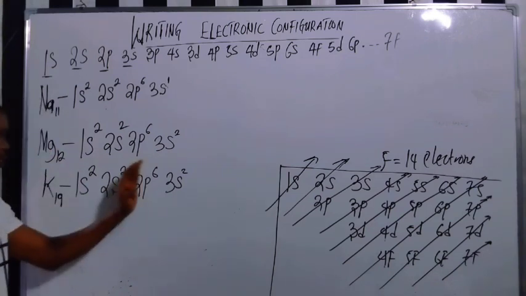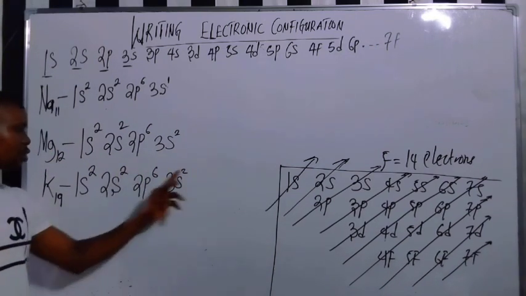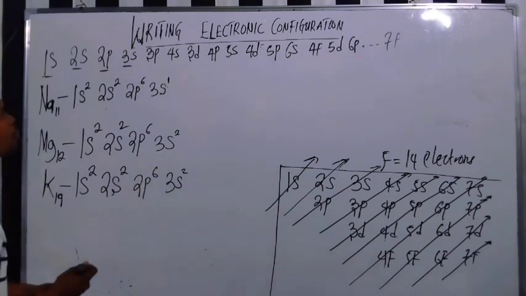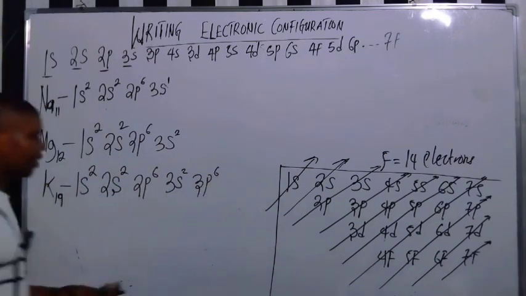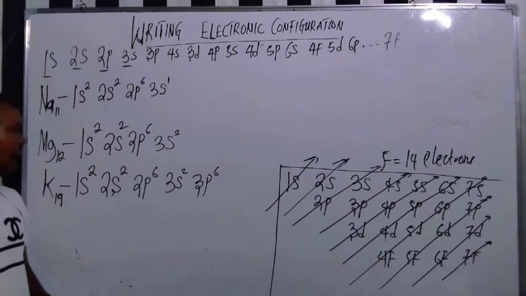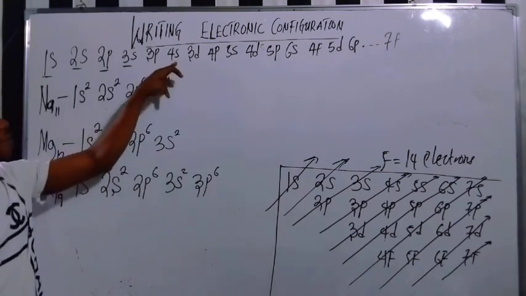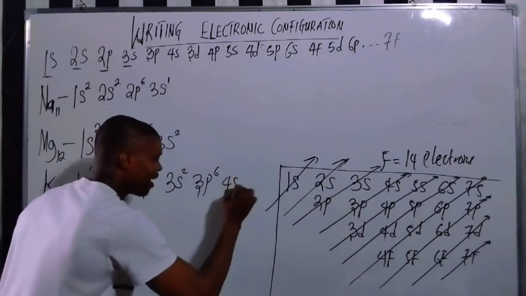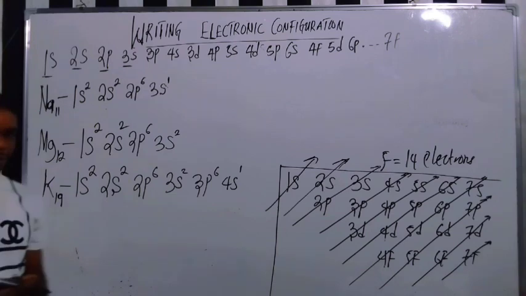Now, how many electrons have I used? 10, 2, which is 12. I still have more. So what is the next one? Here we have 3p6. Check it very well. So here we have 18 now, right? I've used 18. What is the next one? Here we now have 4s1. That is the electronic configuration for potassium.